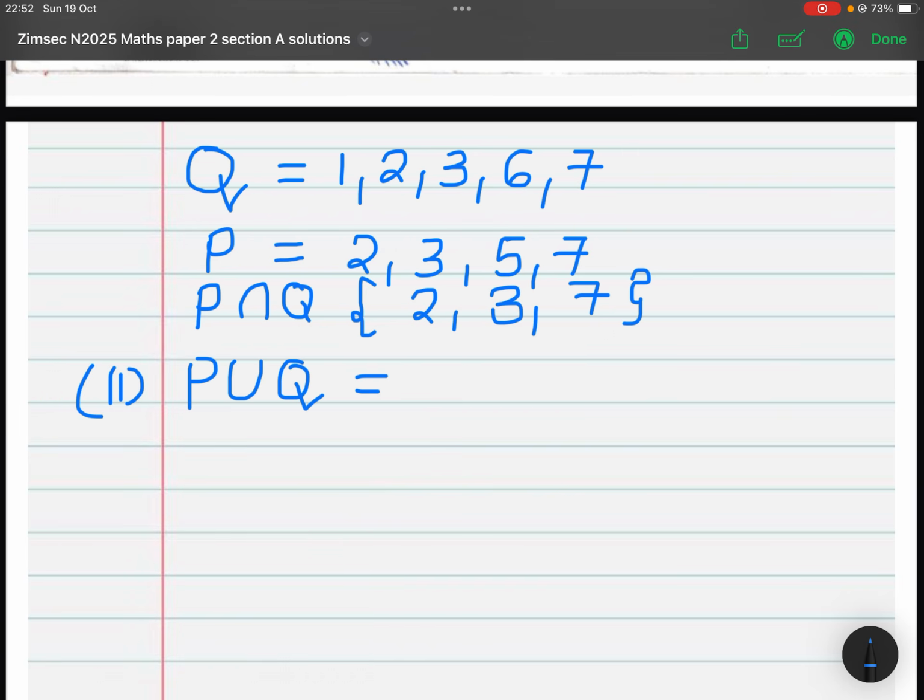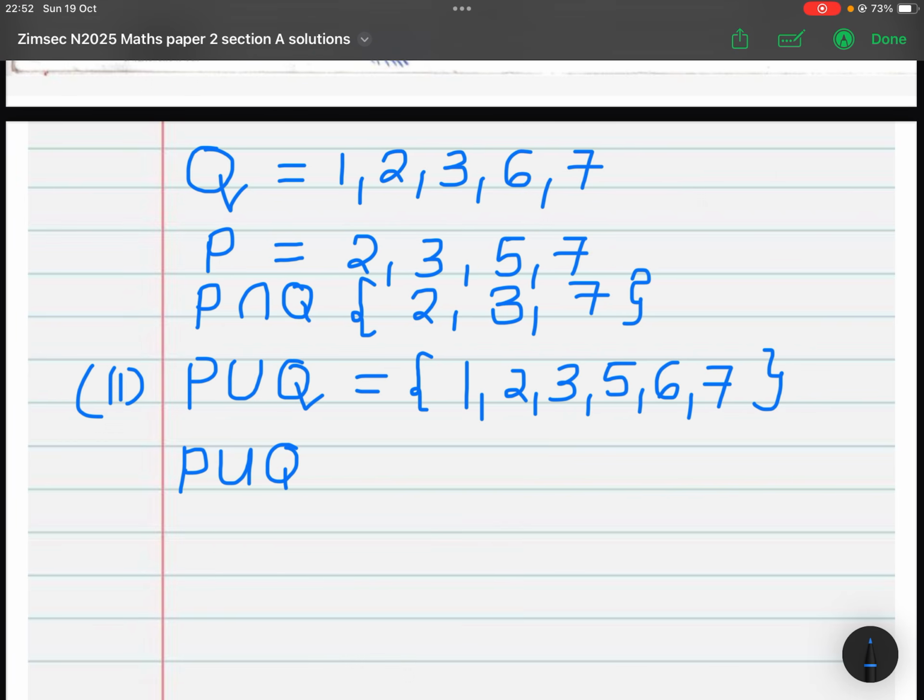So the elements that are appearing in P and Q, if we combine them, we are going to have 1, it is in set Q, right? We also have 2. We also have 3. We have 5. We have 6. We have 7. So this is the P union Q, right?